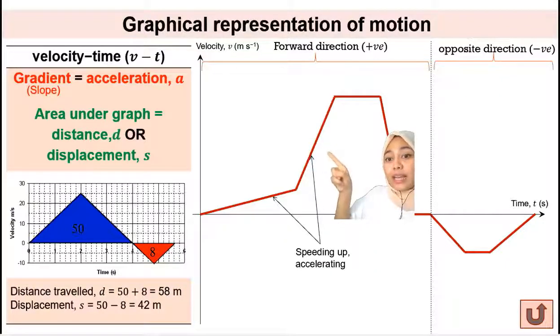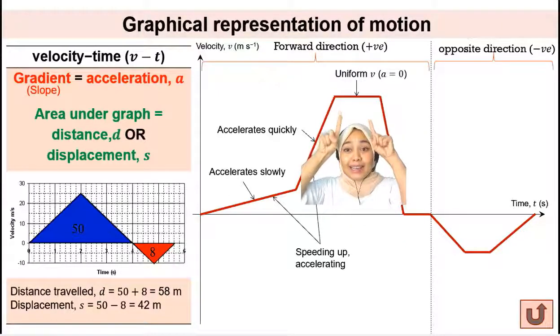But look at the second slope. It is steeper. It means that this object accelerates quickly. Suddenly, this object decided to move at constant velocity, giving us zero acceleration, hence the flat slope.